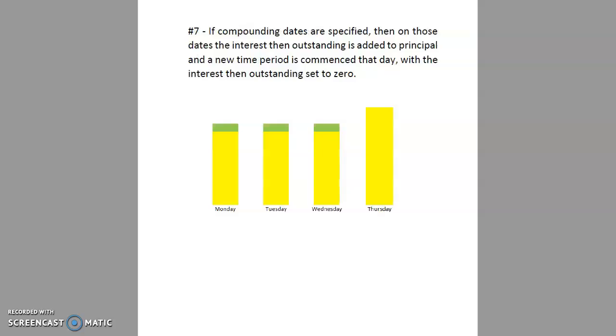If compounding dates are specified, then on those dates, the interest then outstanding is added to principal, and a new time period is commenced that day, with the interest then outstanding set to 0. So here, for example, if we've got 3 days which each had interest accumulating, and Thursday was specified as a compounding day, then those 3 green amounts would be added to the principal, and we can see there's a greater amount of principal on Thursday.